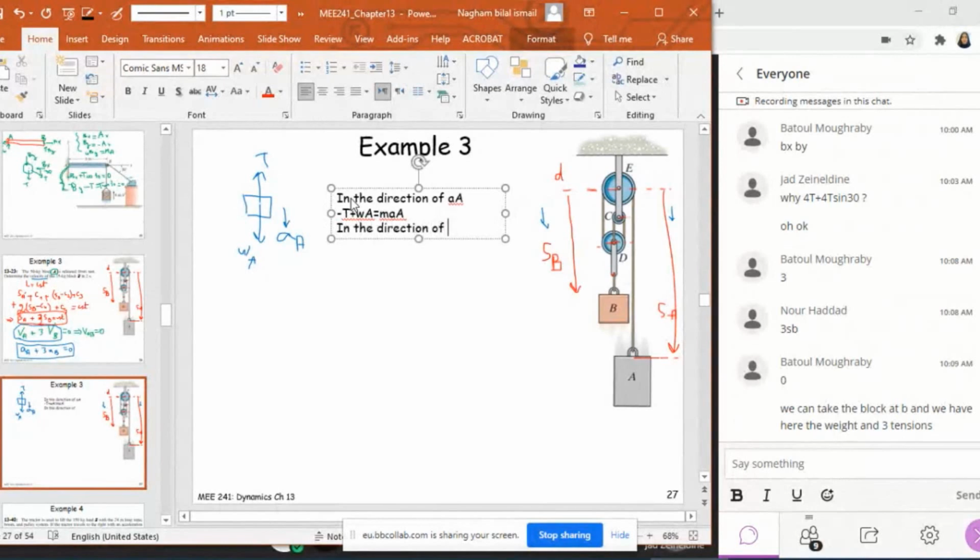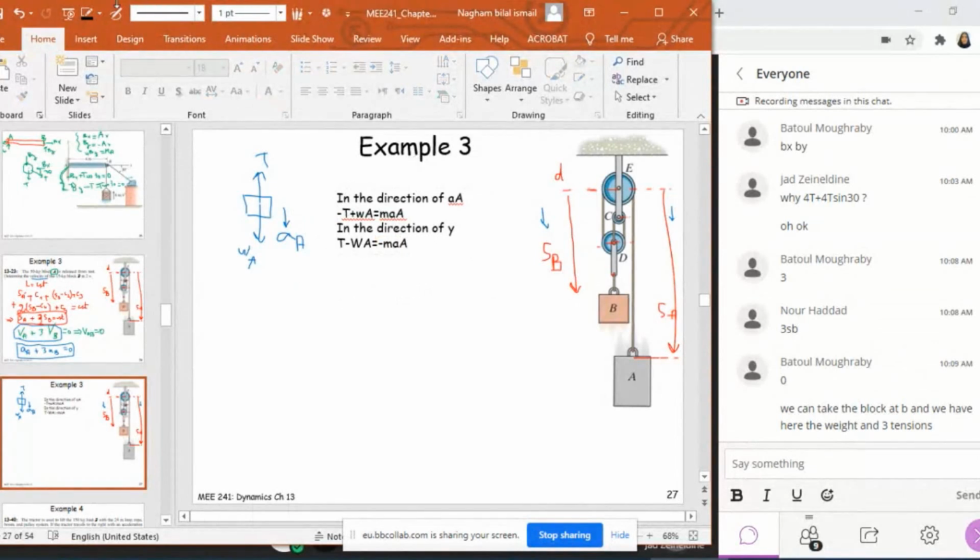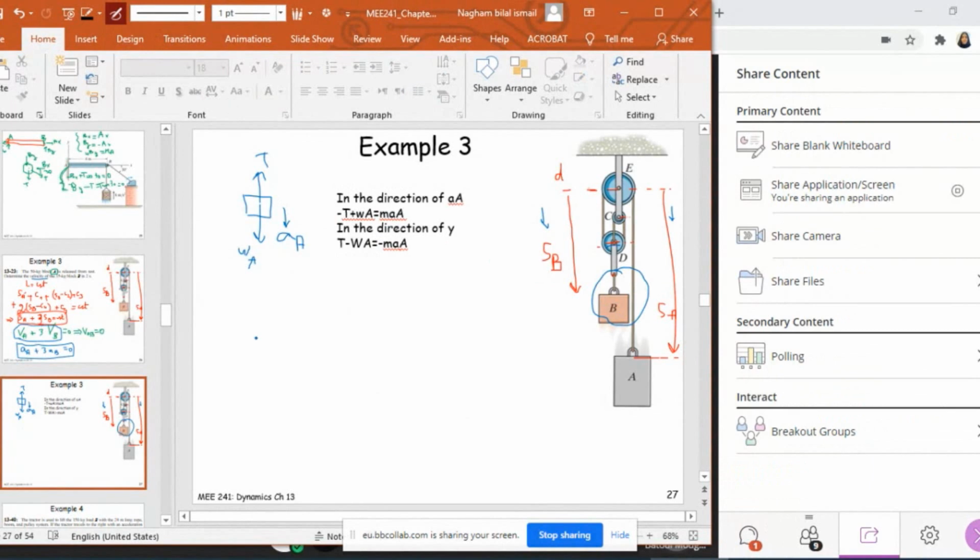Now, in the direction of positive Y, guys, do not forget to put a minus sign before a, all right? So it will be T minus WA is equal to minus mA aA, because I'm taking a in the downward direction. So it is the same, but don't forget this minus sign if you took the direction of Y. Now let's take the free body diagram at B alone, as I did for A.